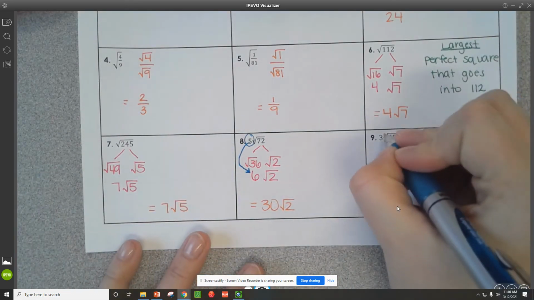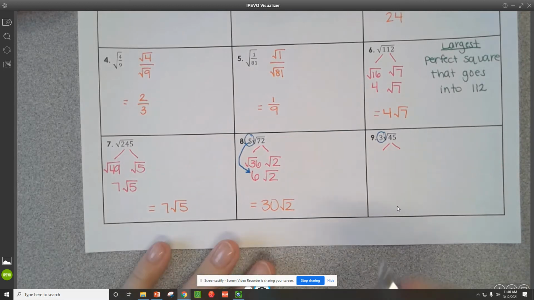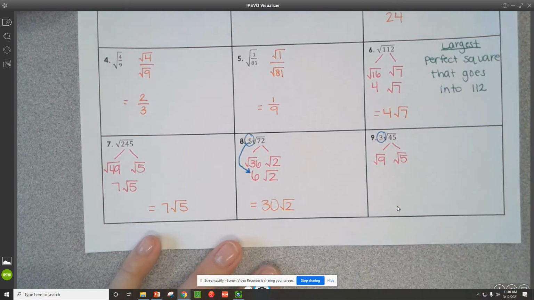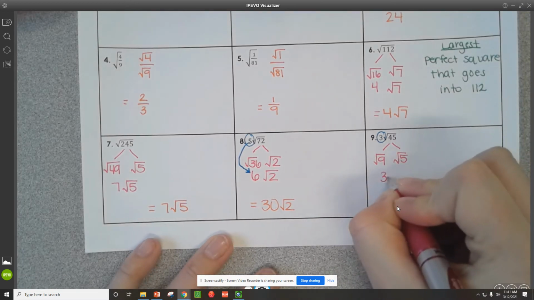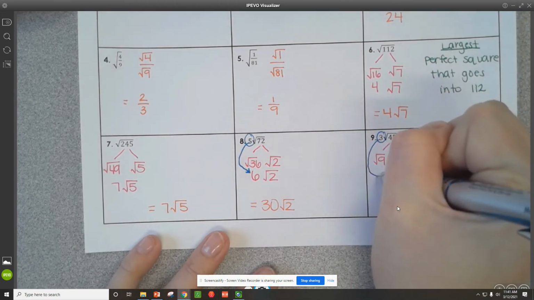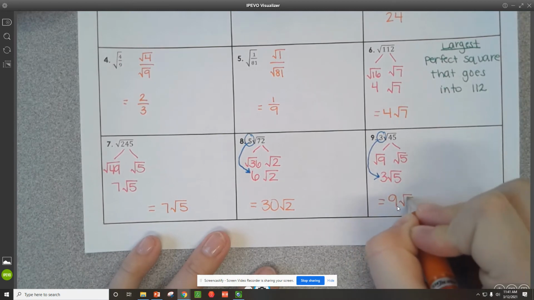Number 9, we have a 3 that we have to bring down at the end. So 45, take your calculator, 45 divided by those perfect squares. And the biggest one that goes into 45 is 9. 9 times 5 is 45. And the square root of 9 is 3. So we have 3 radical 5. But we have to multiply by 3. So my answer is 9 radical 5.